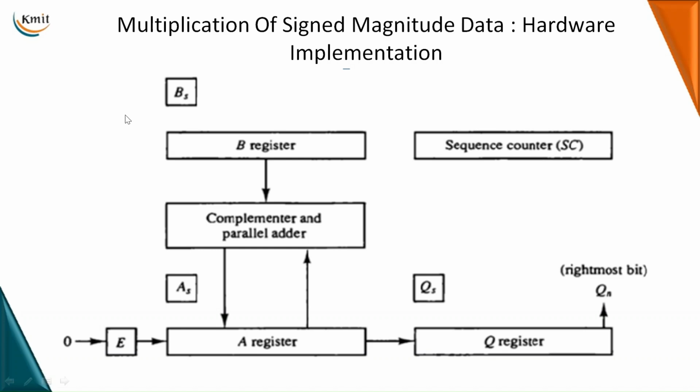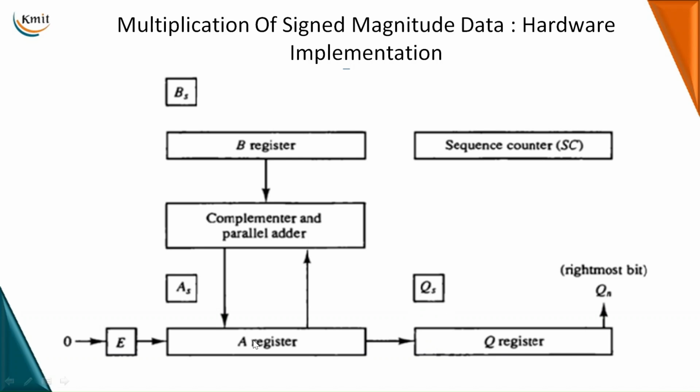This is the hardware implementation, which tells you how the computer hardware is organized to accommodate the multiplication process. We have the B register, which is used to store your multiplicand, and the sign bit of the multiplicand is stored in a flip flop called BS. Similarly, we have the Q register, which is used to store your multiplier, and the sign bit of your multiplier is stored in a flip flop called QS.